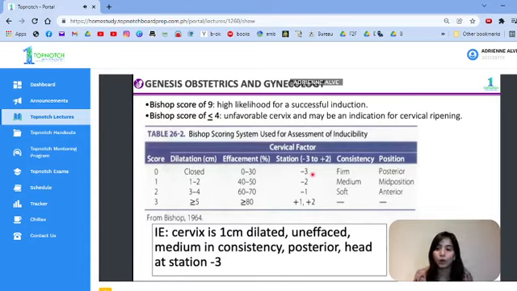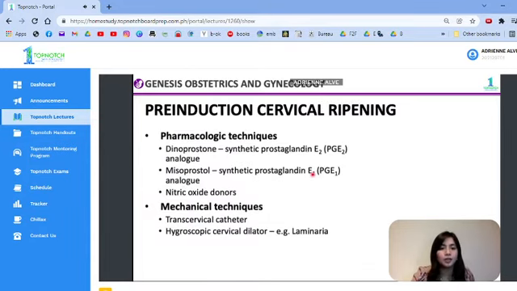We can't give oxytocin drip right away. So paano tayo nagke-cervical ripening? So we do this either mechanically or pharmacologically. So these are the ways by which you could do cervical ripening: dinoprostone, misoprostol, nitric oxide donors. Dito sa tatlong 'to, ang usually na makikita n'yo in practice is si dinoprostone. Si misoprostol is an abortifacient na commonly used in our region. So this is banned actually in the Philippines.